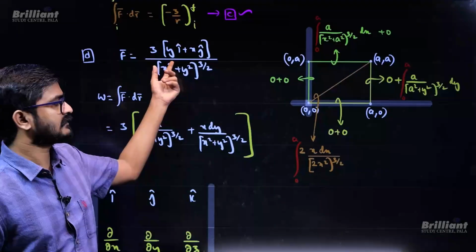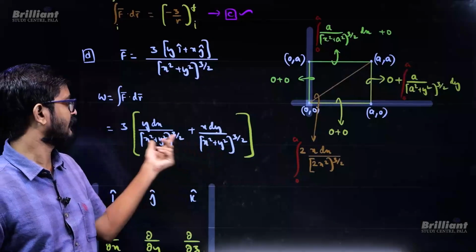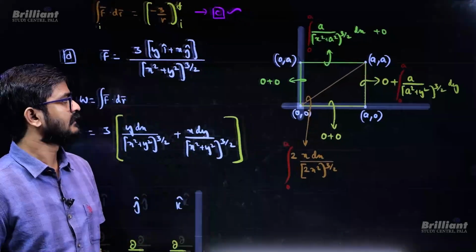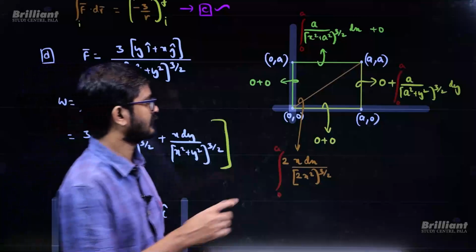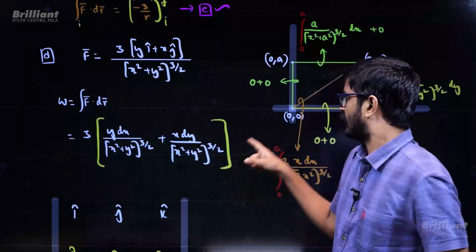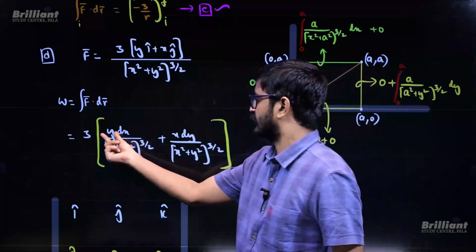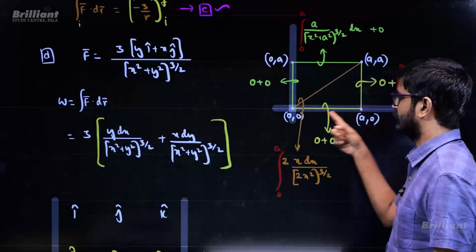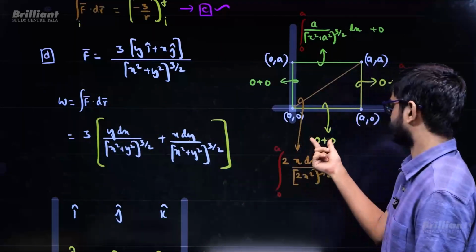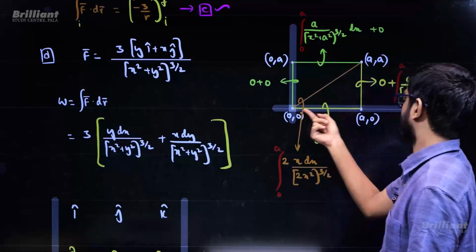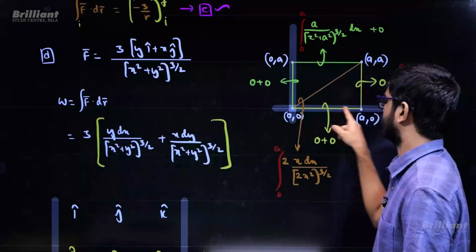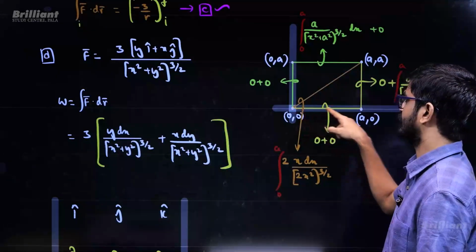So I am calculating the small work done. It turned out to be this thing. Now if I integrate, I will get the total work done. So I am calculating the work done along this path. Along this path, the y coordinate is 0 for this entire thing, so the first term is going to be 0. Second term, change in y coordinate is 0, so the second term is also going to be 0. So work done in this path is 0.